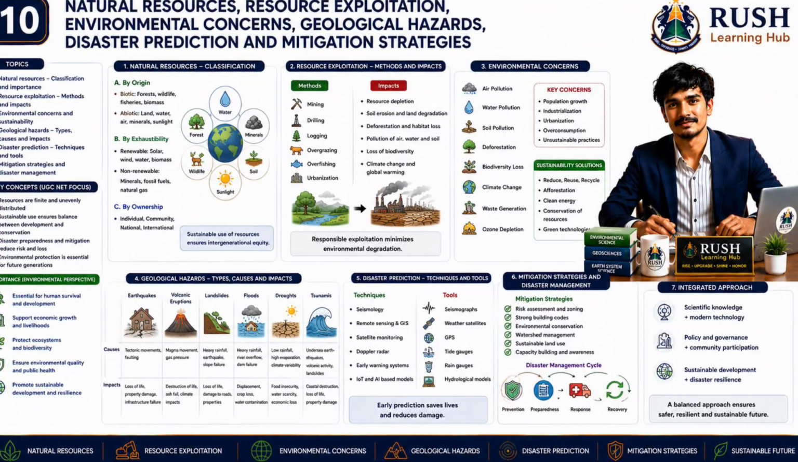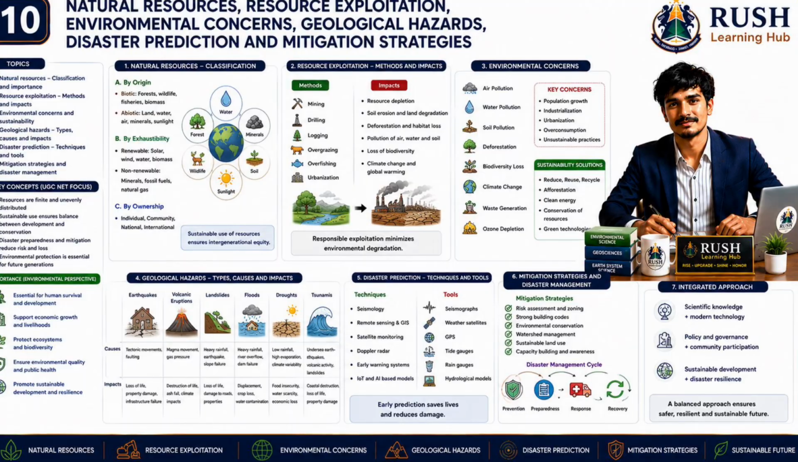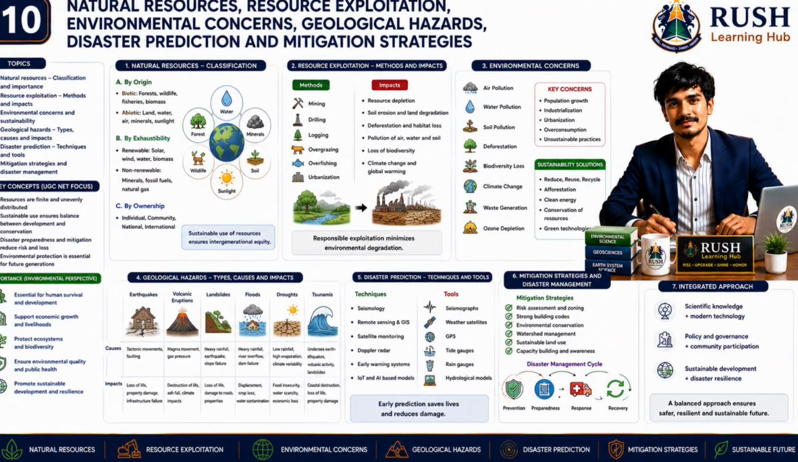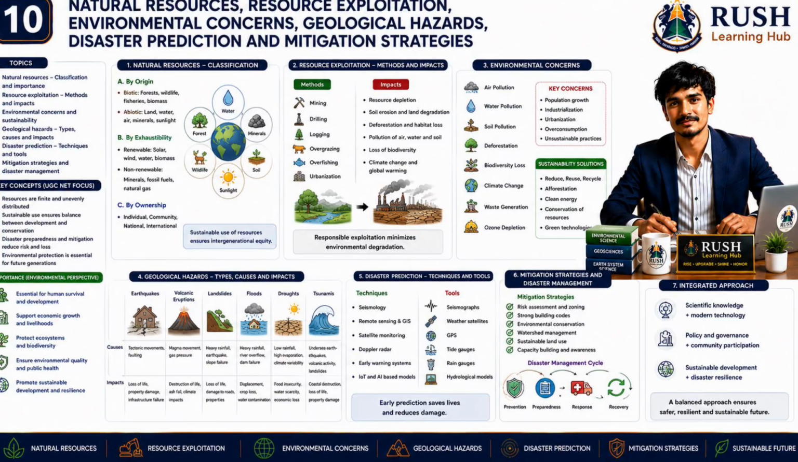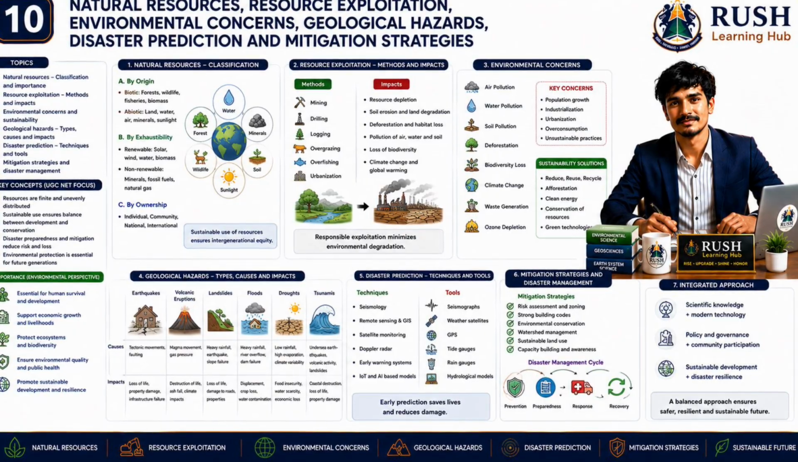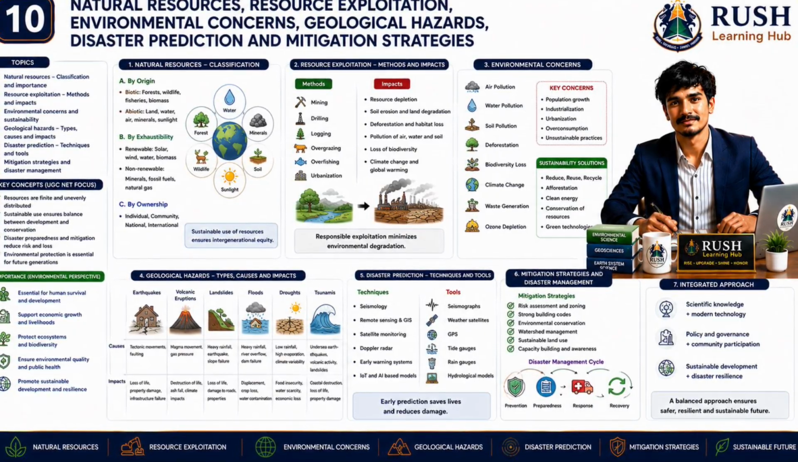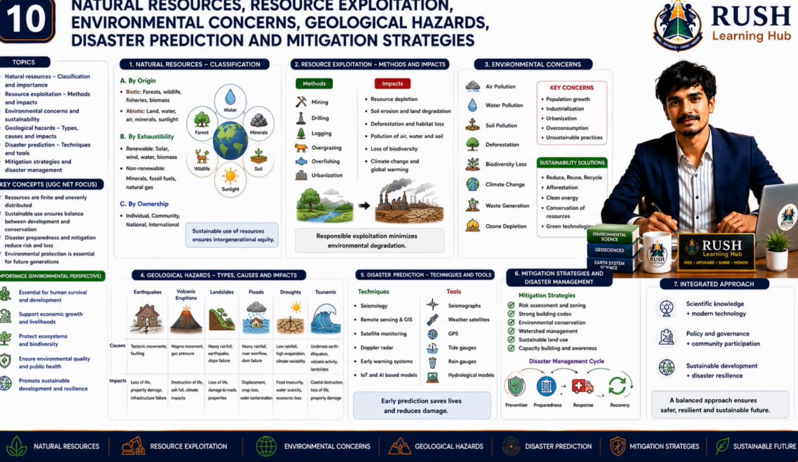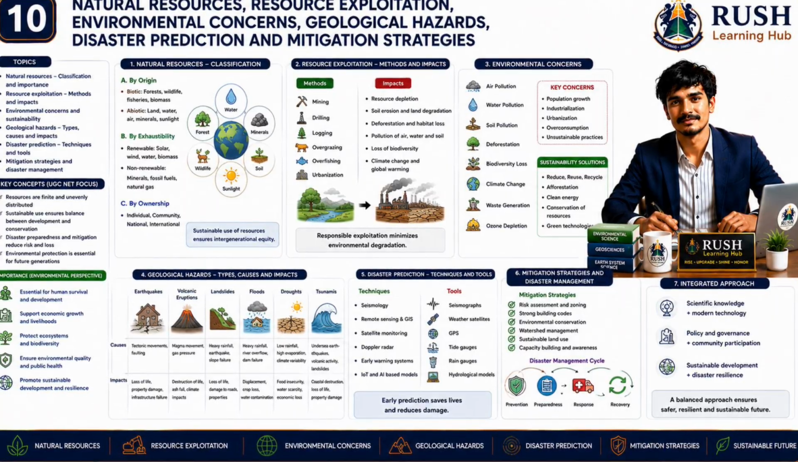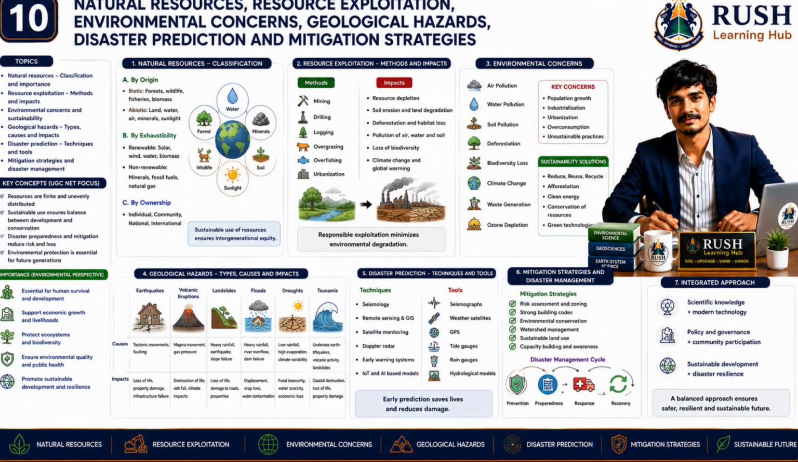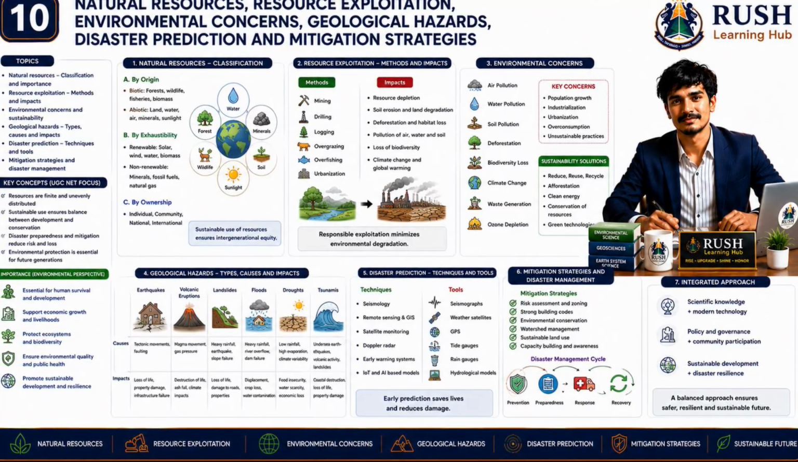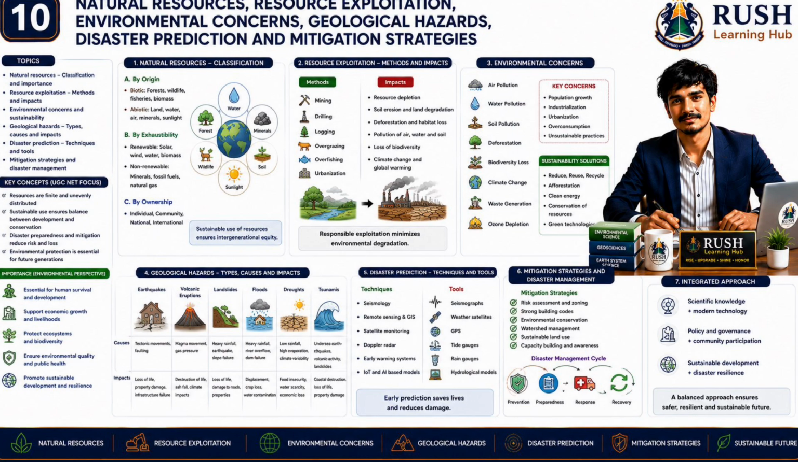Hazard prediction techniques. Remote sensing and GIS applications. Early warning systems. Structural and non-structural mitigation measures. Disaster management cycle consisting of mitigation, preparedness, response, and recovery. These concepts are highly important and frequently asked in UGC NET and JRF examinations.